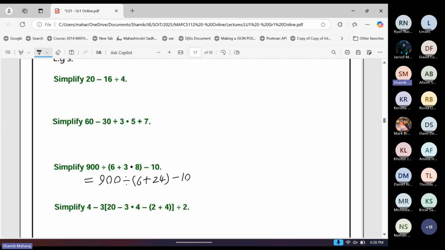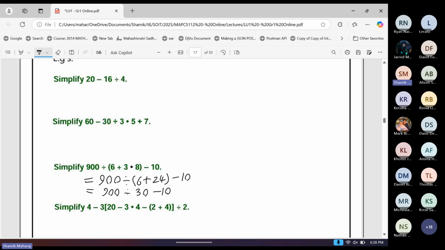Okay, so now we still need to work within the bracket before we do anything else. That's the main thing of BODMAS. Sorry, not the main thing, the first thing is brackets. So 24 plus 6 is going to give us 30 here, and then we still have the minus 10.